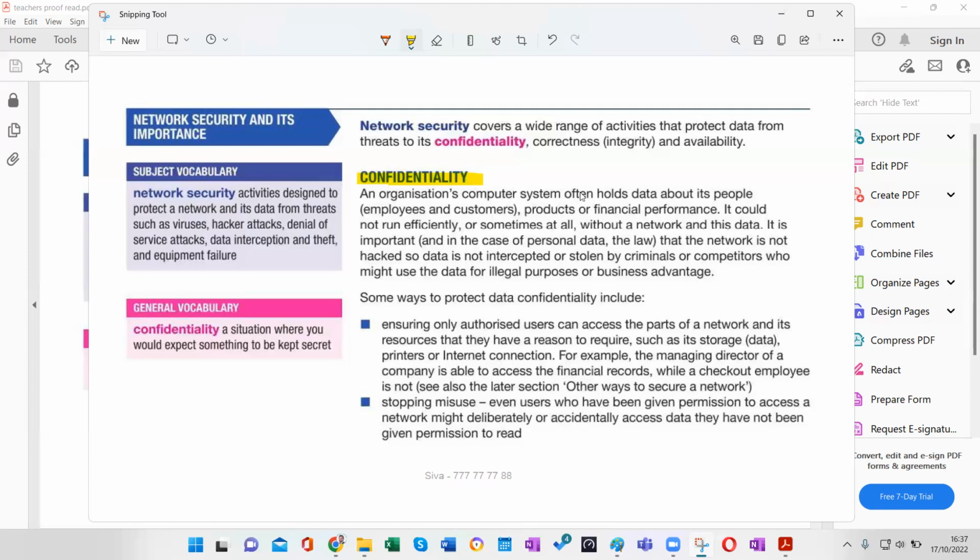Okay. An organization's computer system often holds data about its people, employees, and customers. Highlight this. Okay. Products or financial performance. It could not run efficiently or sometimes at all without a network and this data. So they need to have the network, but at the same time, they need to be careful about the data that they are sharing, because there's no other option, right? It is important in this case, the personal data, that the network is not hacked, so that data is not intercepted or stolen by other parties, criminals, unauthorized users.